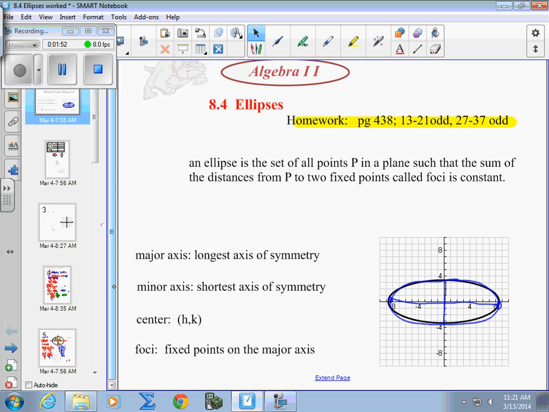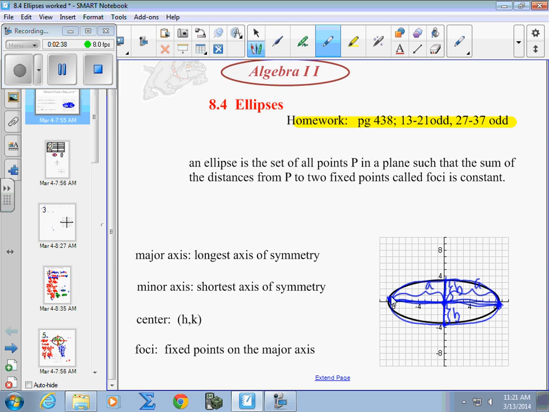The center is considered H and K, and the fixed points on the ellipse are called foci. This distance from here to here is the major axis. This distance from here to here is the minor axis. This is the center. The distance from here to here is A. The distance from here to here is A. The total distance from endpoint to endpoint is 2A. This distance is B, and this distance is C. So the total distance for the minor axis is 2B.